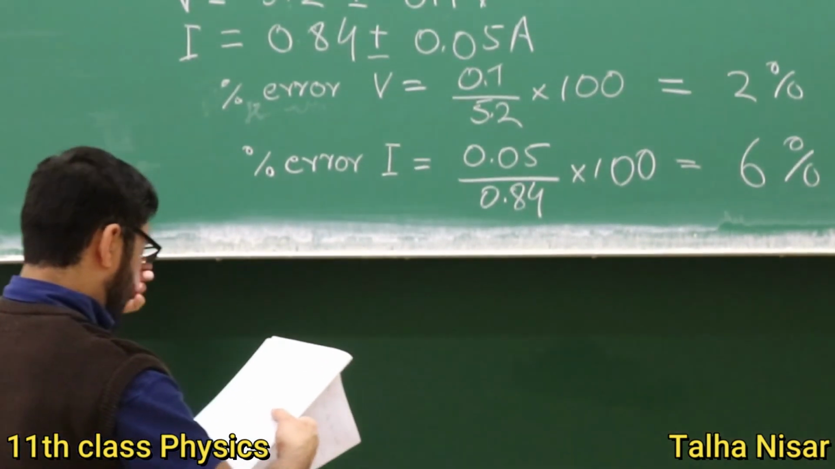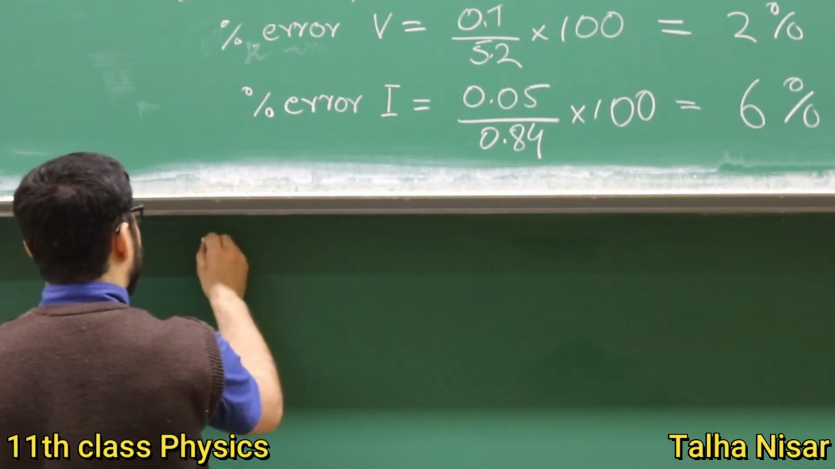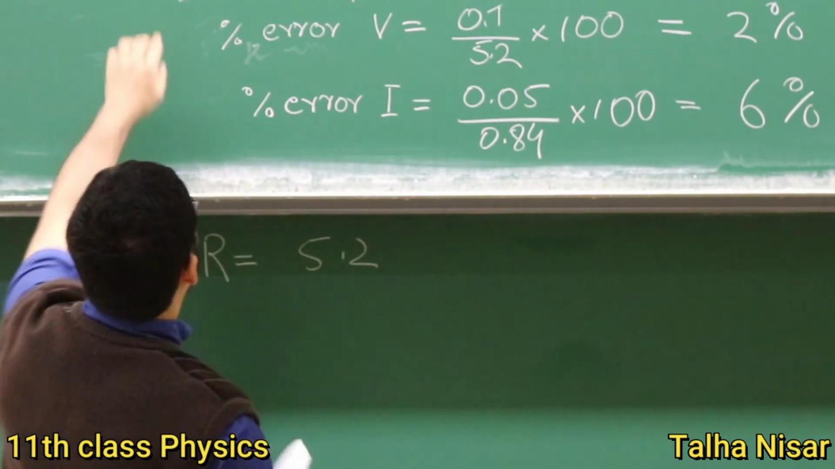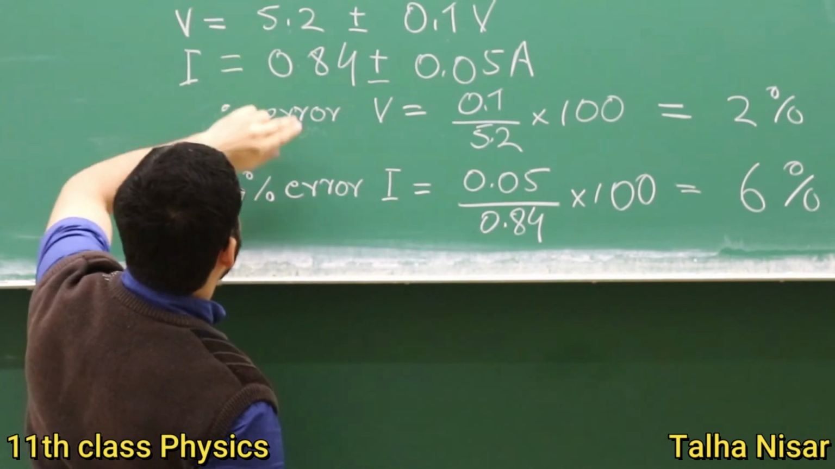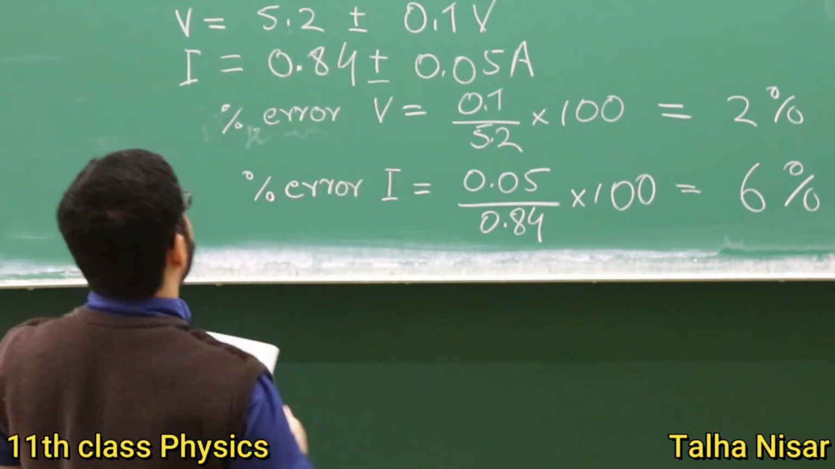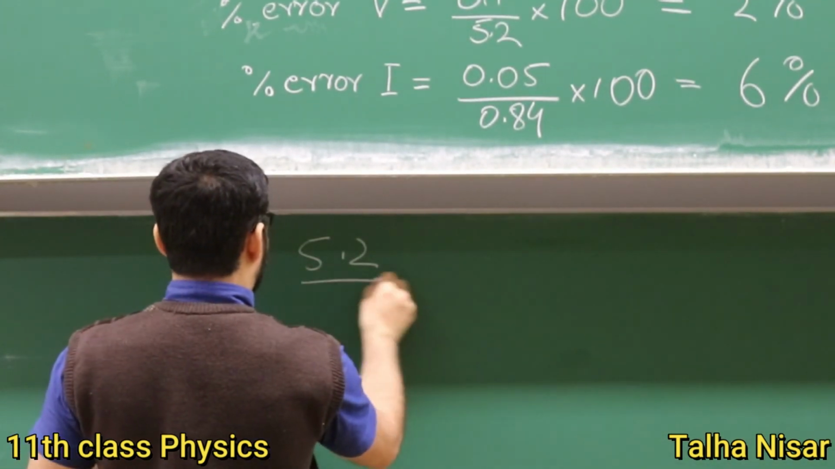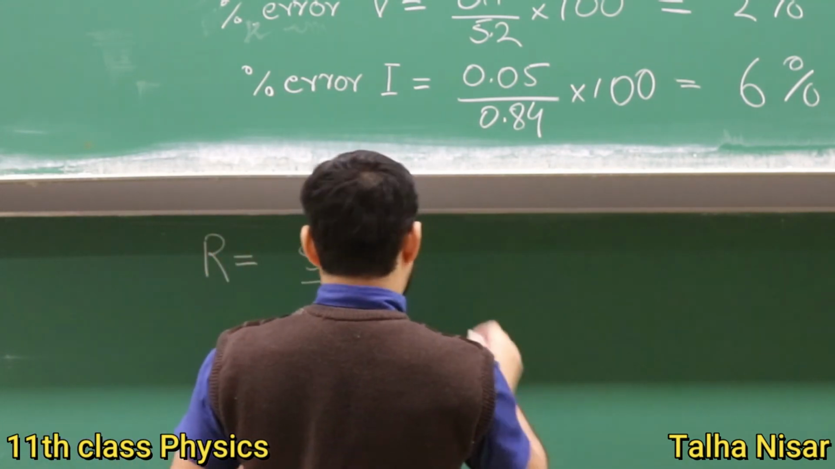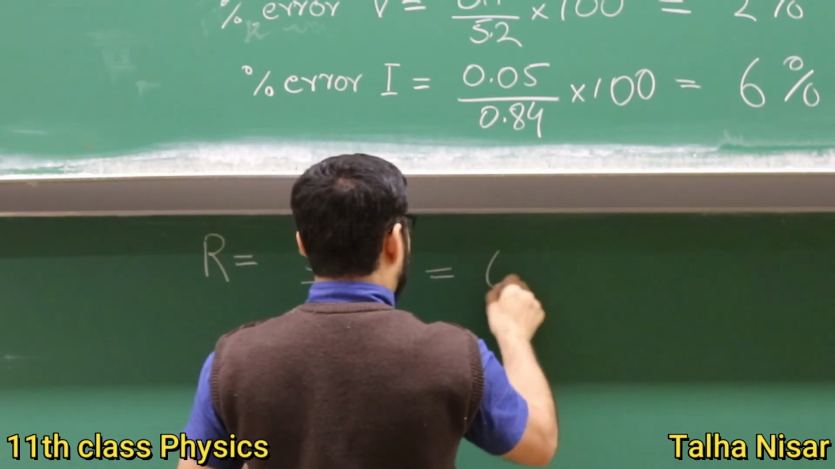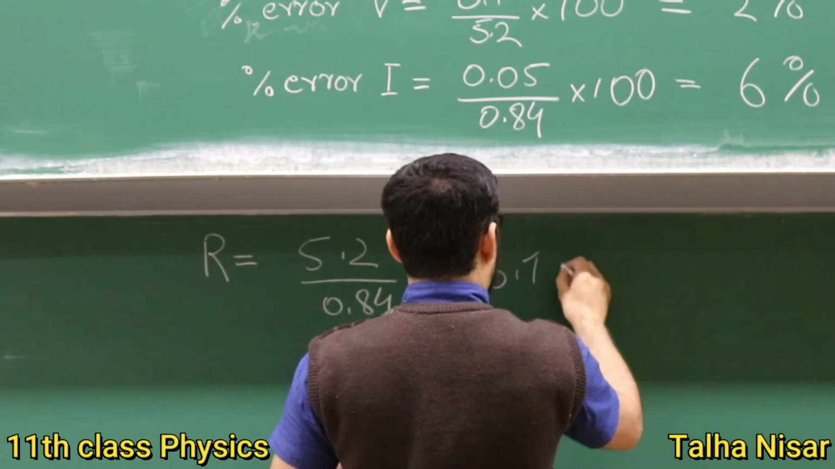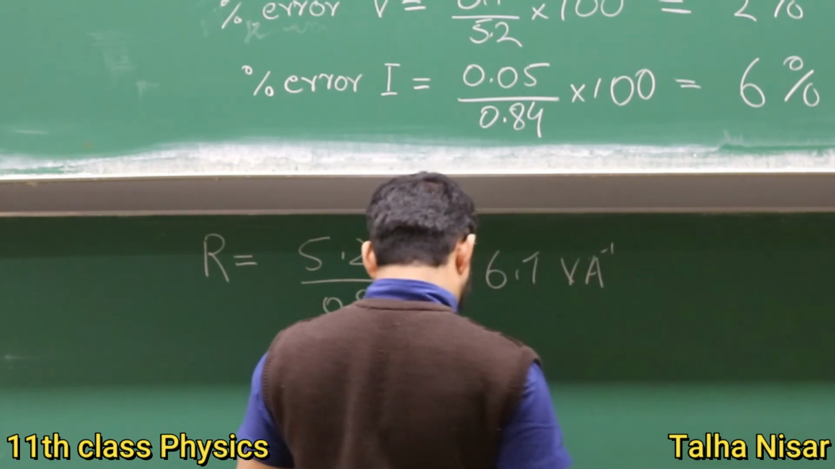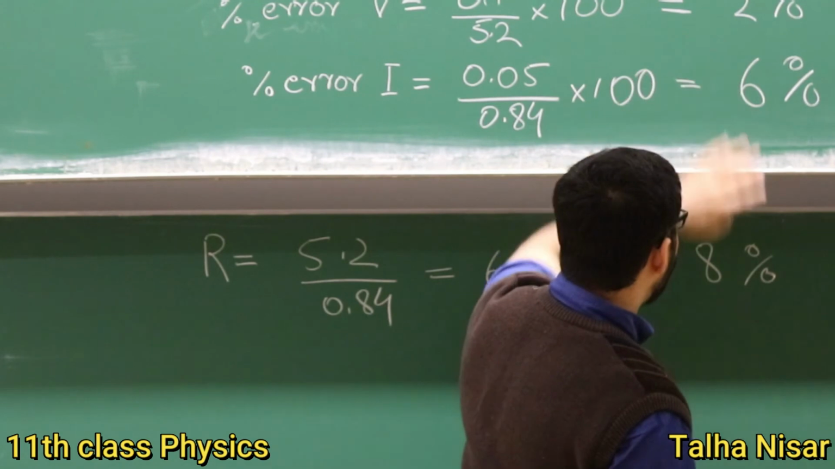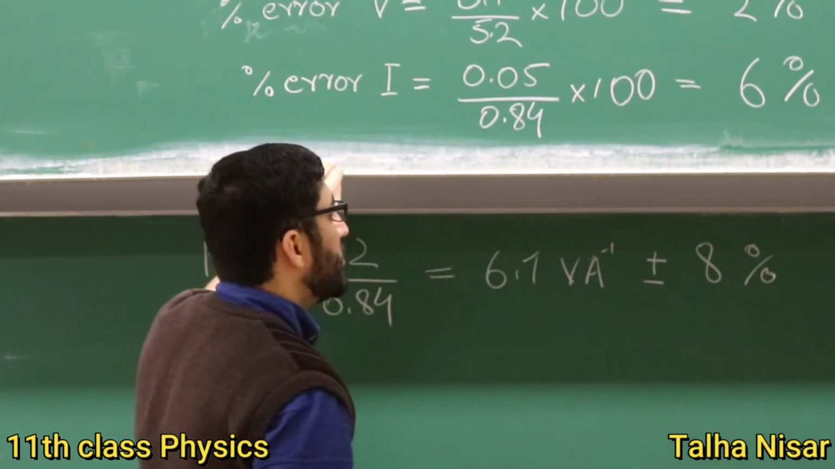And now for the resistance, we have the 5.2, which is measured, and then 0.84. So voltage divided by current, 5.2 divided by 0.84. When we calculate this, we get 6.1 volt ampere minus 1 plus minus 8% error. So we just add up these two and then we write the percentage error. So for multiplication we add the percentage error.